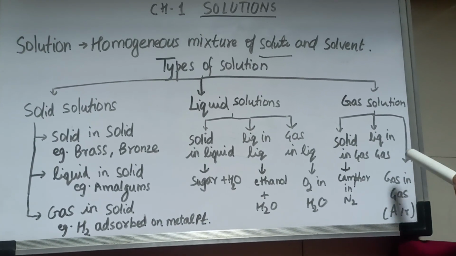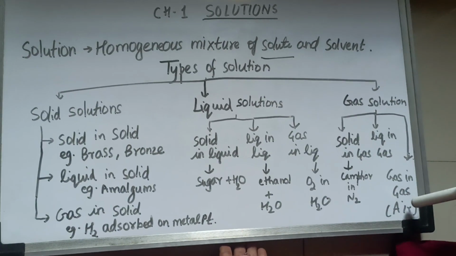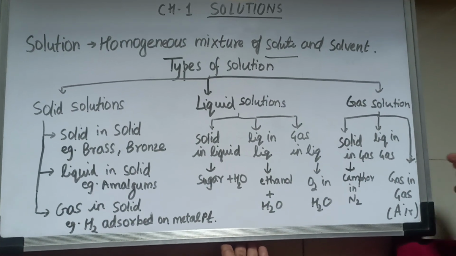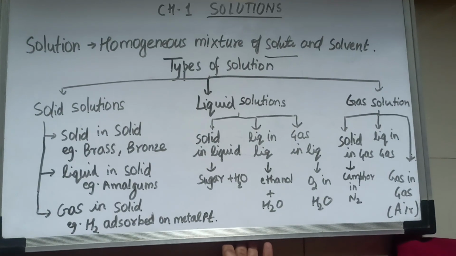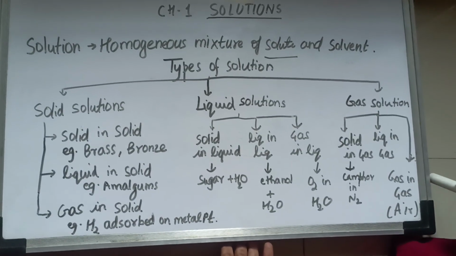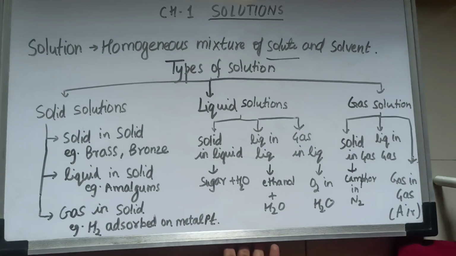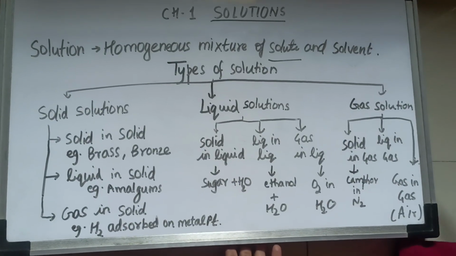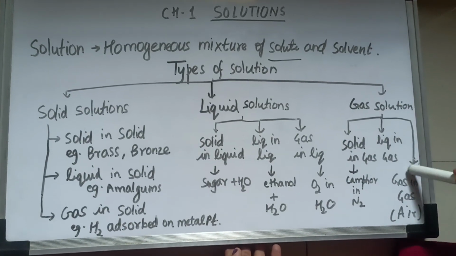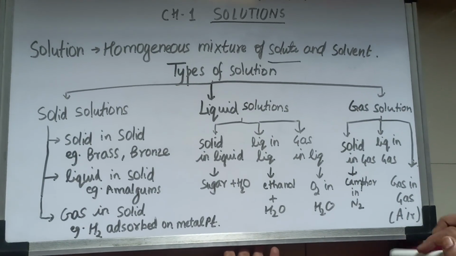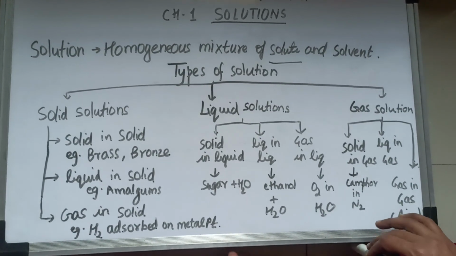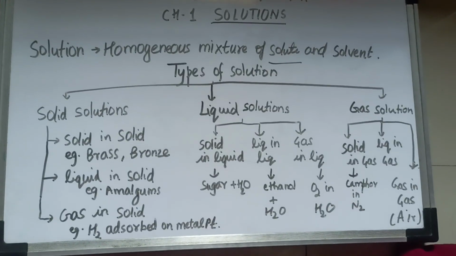So best example is air. That is, air is a homogeneous mixture of all the different gases like nitrogen gas, argon, carbon dioxide, carbon monoxide or any other gas. If any two gases are properly mixed, then it forms a gaseous solution. So this was all about different types of solutions, the first part of our chapter.